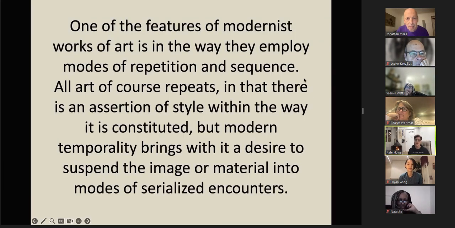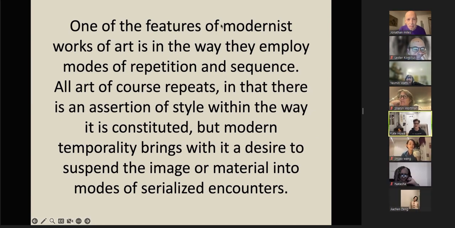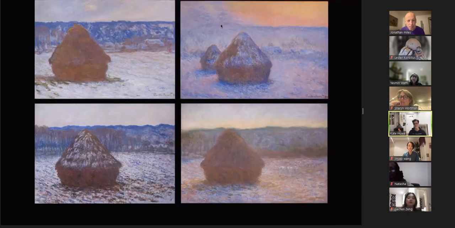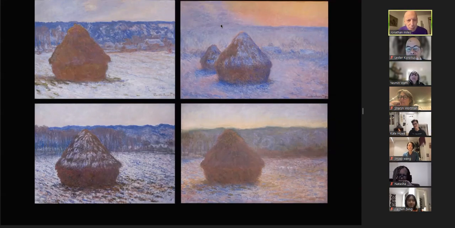One of the features of modernist works of art is in the way they employ modes of repetition and sequence. All art, of course, repeats in that there is an assertion of style within the way it is constituted, but modern temporality brings with it a desire to suspend the image or material into modes of serialized encounters. So, it's mainly pertaining to modernity. I didn't want to extend it too far out from looking at the modern period.